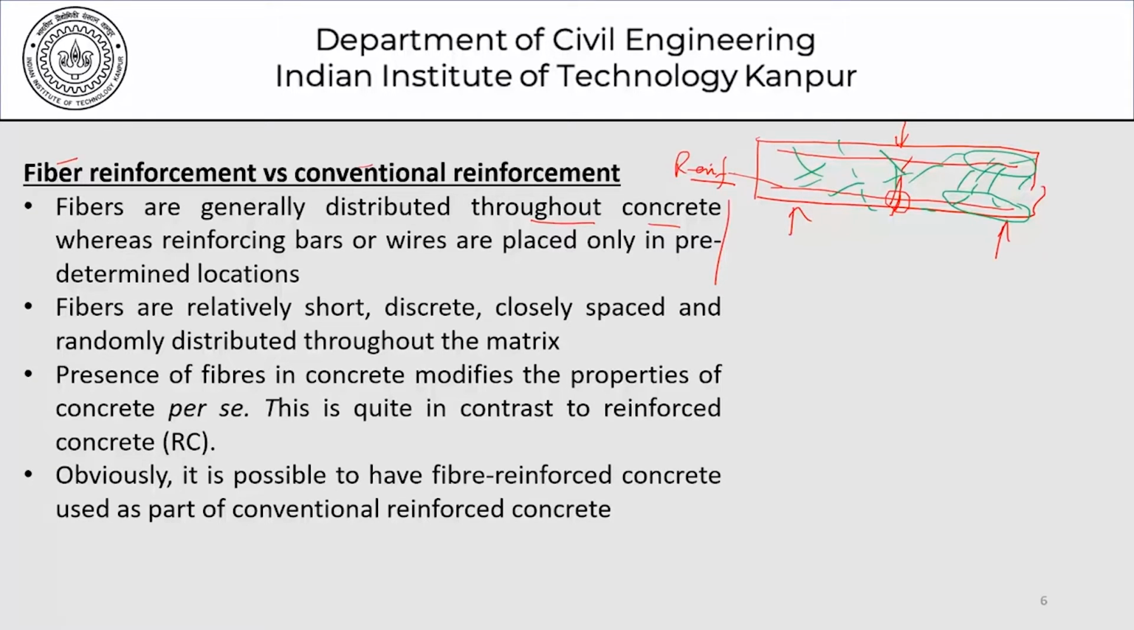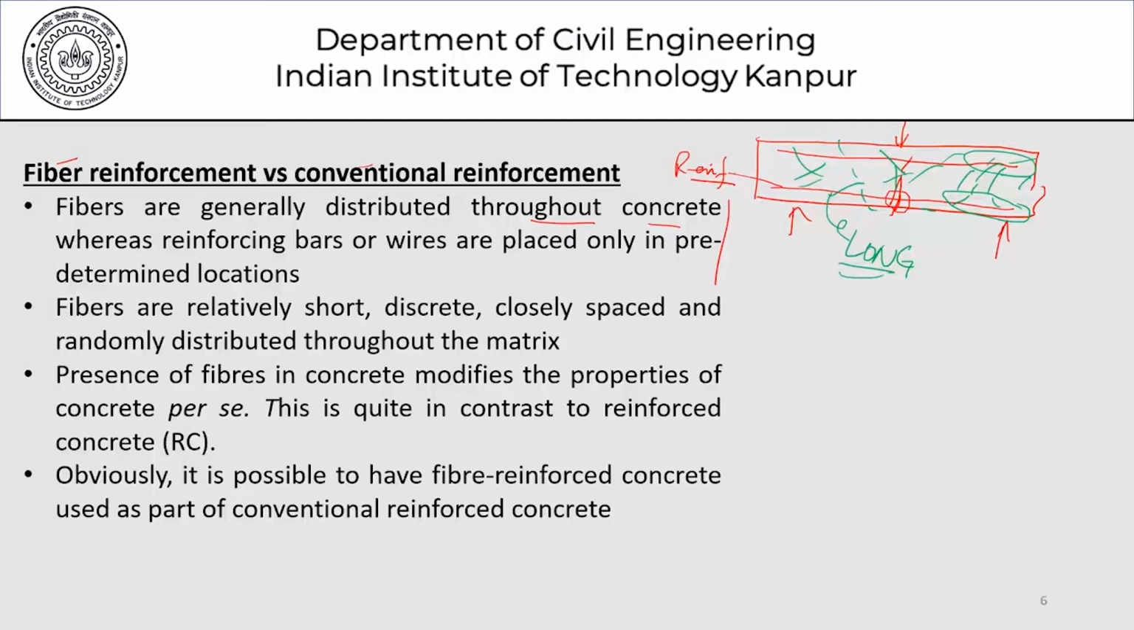Fibers are relatively short, discrete, closely spaced, and randomly distributed throughout the matrix. These reinforcing bars are long bars. They run throughout the length of the member. How much of it runs through, how much of it is not running through, there may be some curtailment and so on, but by and large the principle is that these are long bars. They will run throughout the section. Whereas in the case of fibers, that's not the case. They are short, discrete, and randomly distributed throughout the matrix.